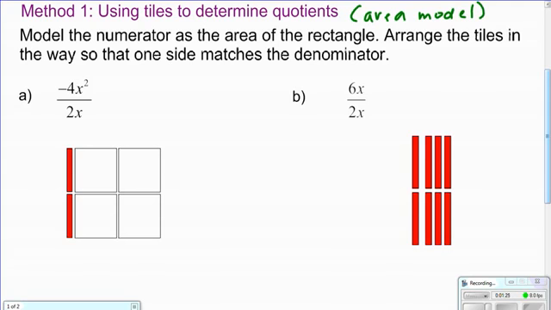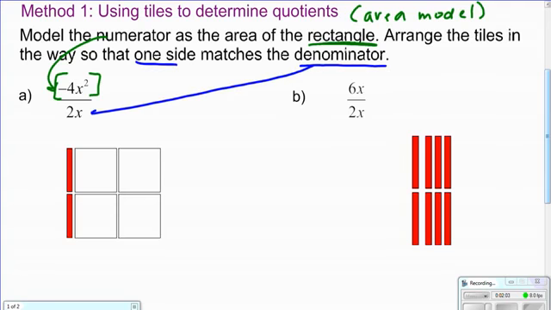And so what this says is model the numerator. So the numerator, reminder, is the top of your fraction as the area of a rectangle. It's important that we line them up as rectangles, and we only line up side lengths that are the same together. Remember when we had the ones, we figured out that you can't line up ones next to an x, they never match up exactly. So make sure that you're only lining up ones with ones and x's with x's. That's important. And then the second thing it says is arrange the tiles in such a way so that one side matches the denominator.